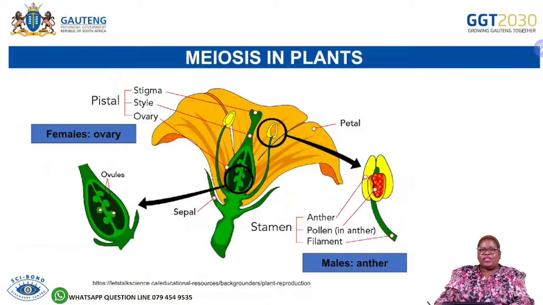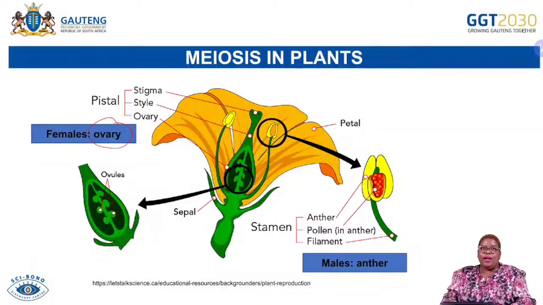Also, meiosis takes place in plants. Now, in plants, where exactly? We've got the female part of the plant, which is the ovary, and the male part of the plant, which is called the anther. Now, if we look at the ovary, what makes up the ovary? This is also important. This is the stigma here, the style, this area, and also the ovary. So the 3 parts form the pistil. So meiosis takes place in the ovaries.